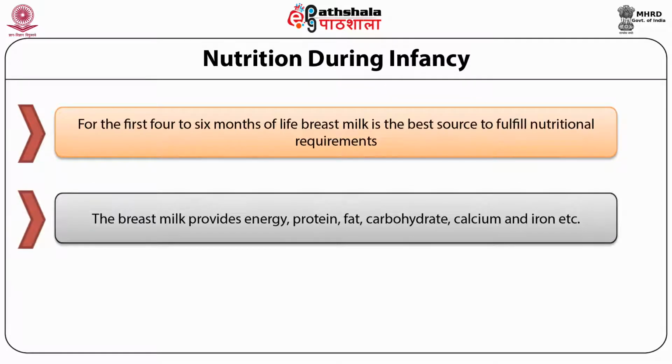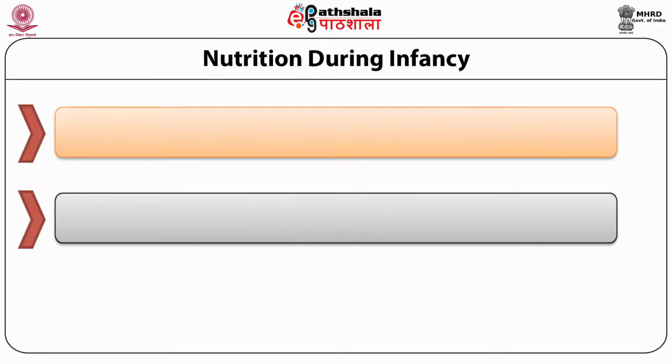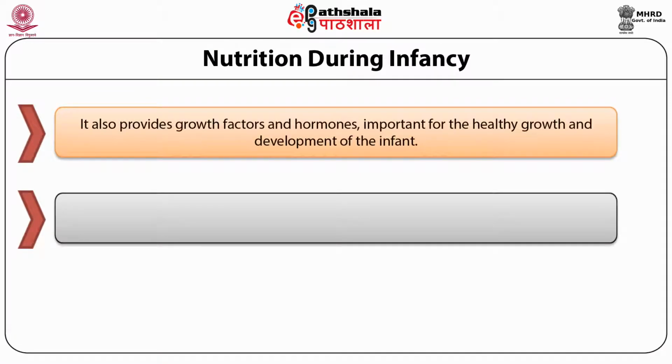Breast milk provides the energy requirement, the protein, fat, carbohydrate, calcium and iron, etc. to an infant. So it can be called a complete food for a child till 4 to 6 months of age. Breast milk provides special proteins, antibodies, and white blood cells which help to protect the infant against different kinds of infection which he or she has to face in life. Breast milk also provides the growth factors and the hormones important for the healthy growth and development of an infant.